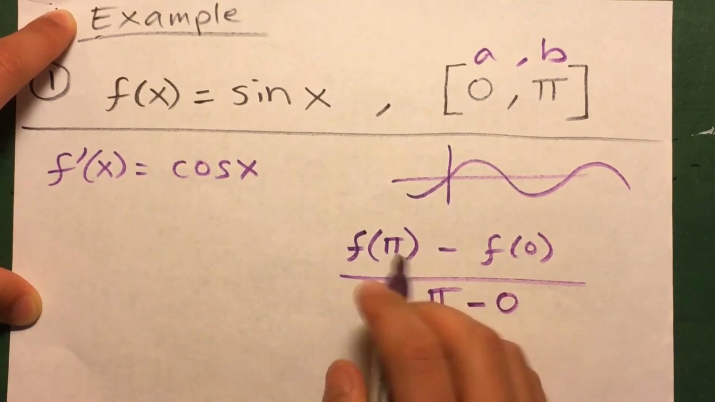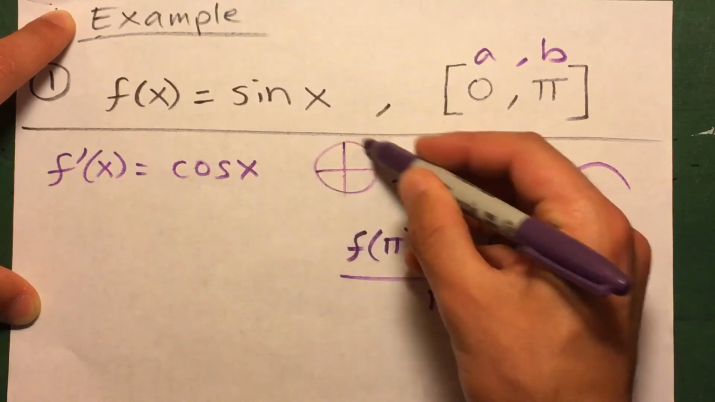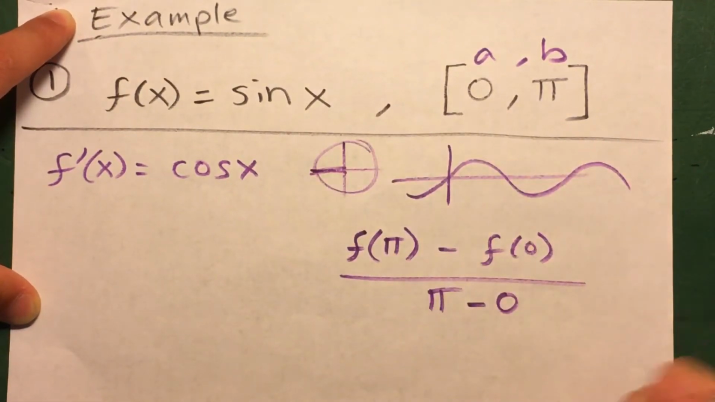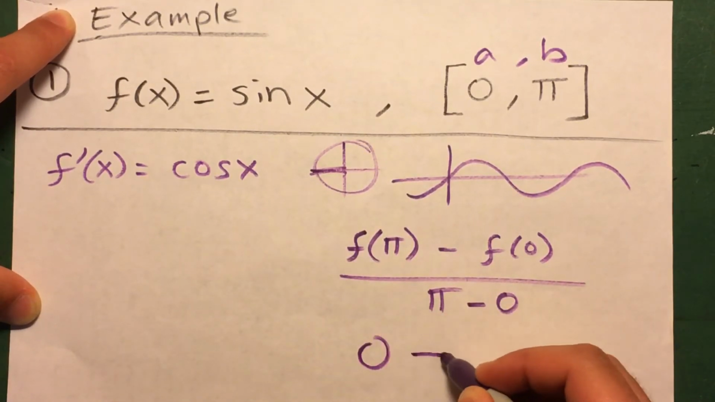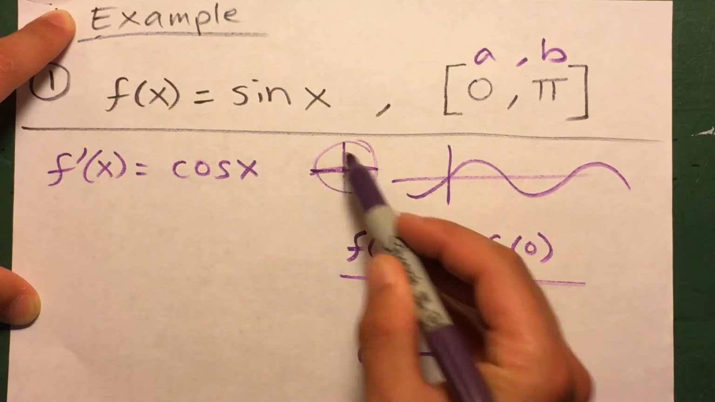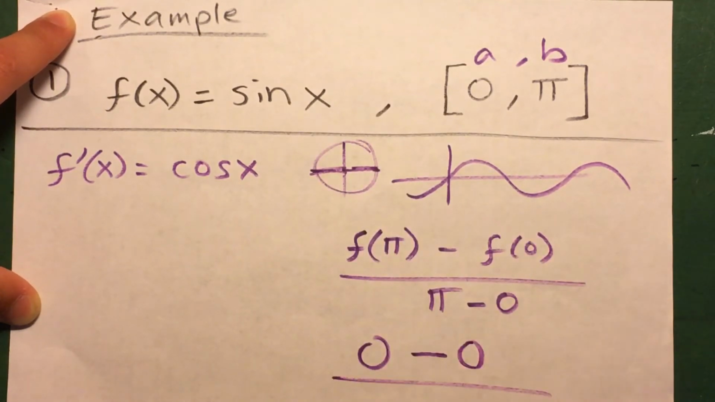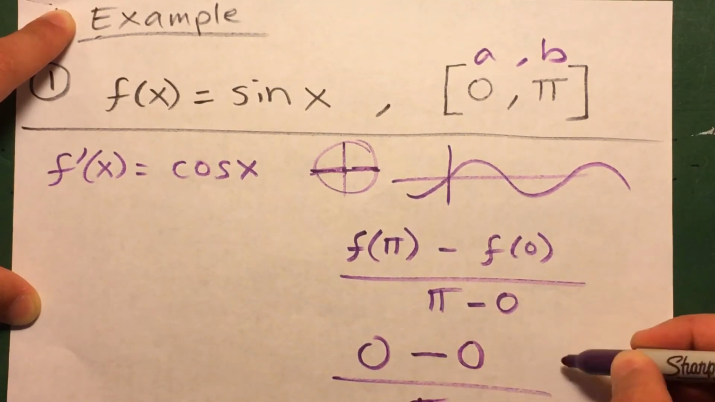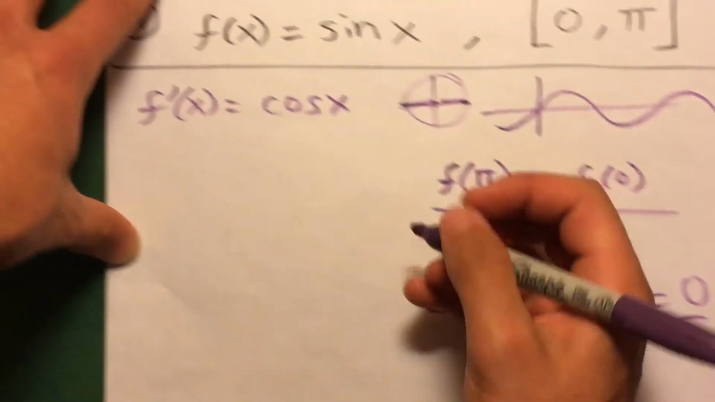Okay, f of pi, sine of pi, if you look at the unit circle, where's pi? Pi is right here. What's the sine over there? 0. So that is 0 minus, what's f of 0? Sine of 0, that's another 0 right there. Okay, and then pi minus 0 is pi. Therefore, we have 0 over pi, and that is just 0.